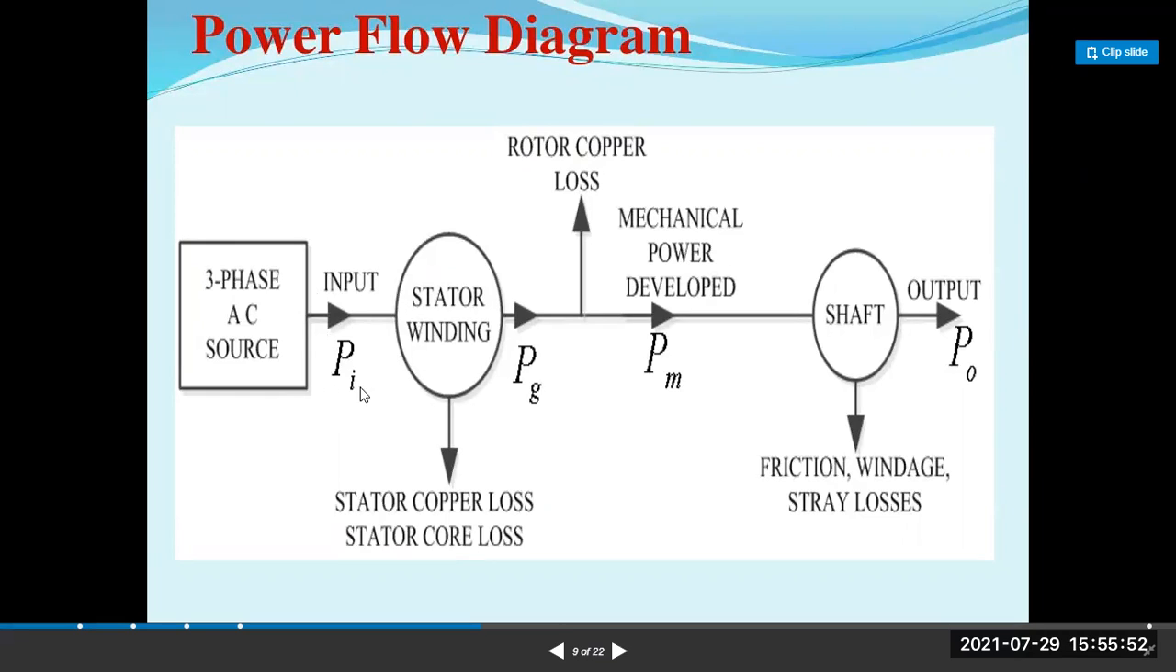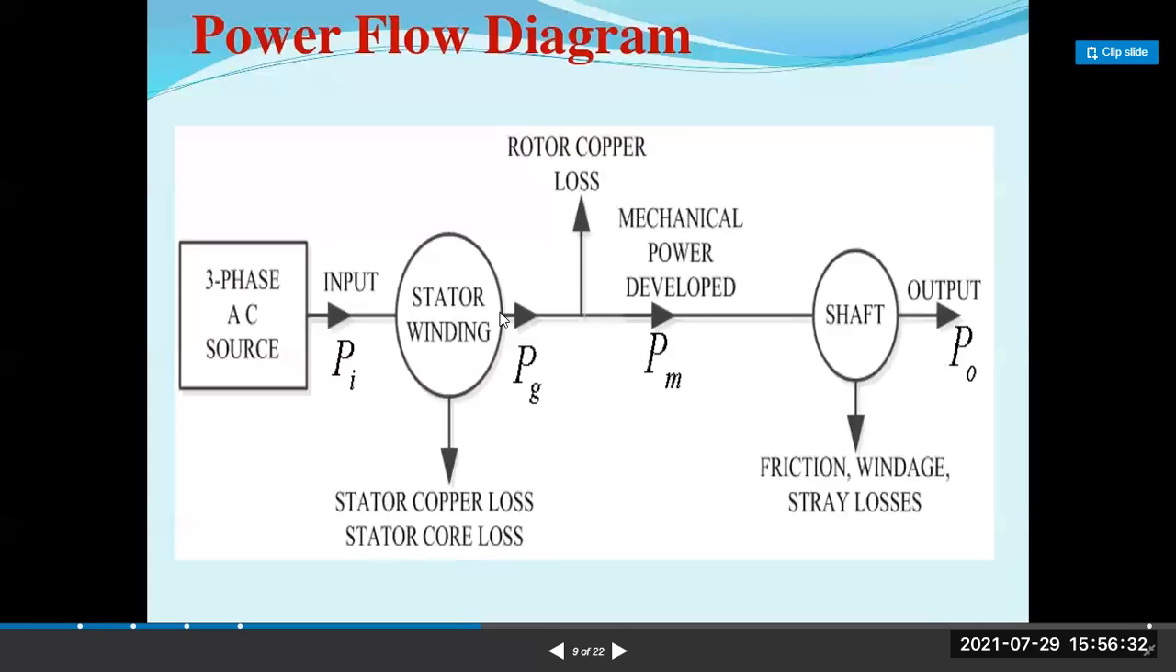It is given as P suffix I. I represents your electrical input. PI is your input. Now in the stator winding, there will be stator copper loss and stator core loss. Stator copper loss is because of the wire present in the stator winding. As the stator has north pole, south pole, and different magnetic material, there will also be a stator core loss. So the total stator loss is the combination of stator copper loss and stator core loss.